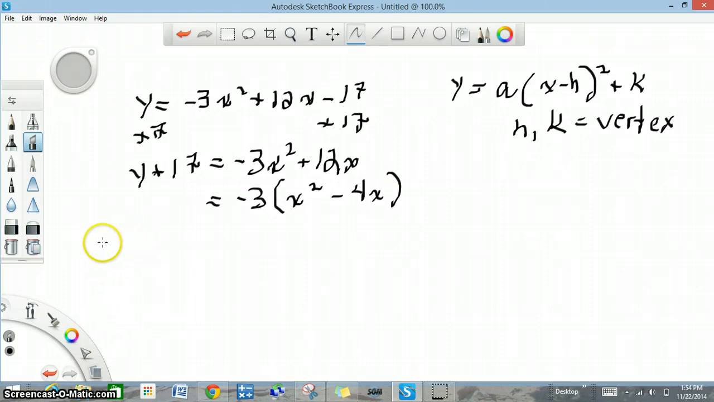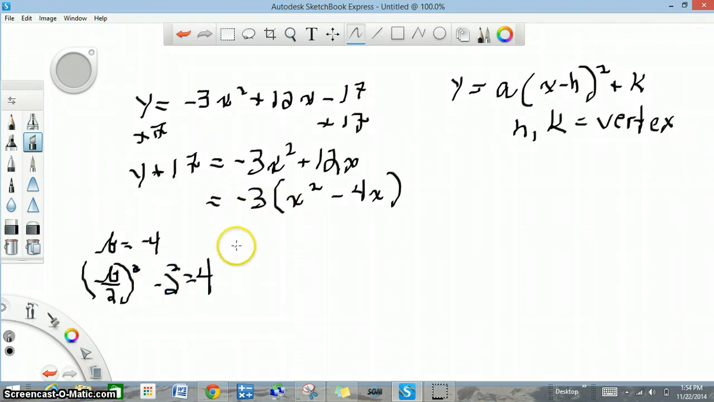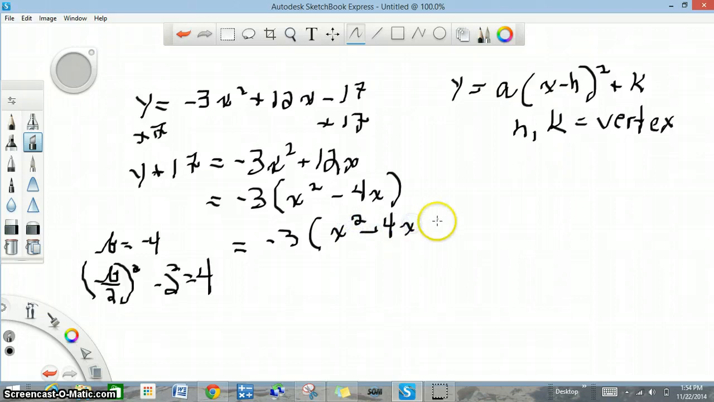Now I'm going to take the b term. So b is negative 4. And then I'm going to divide it by 2, and then I'm going to square it. So if I take negative 4 and divide by 2, I get negative 2, but negative 2 squared equals positive 4. So now we have negative 3 times x squared minus 4x plus 4. This 4 right here completed the square for us.